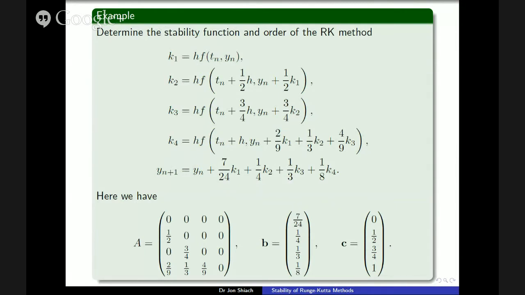Okay, so last week we looked at stability. Essentially, with stability, we use a model problem. When we say this method is stable, we say it's stable for this model problem, and that allows us to compare different methods. Which methods are going to be more stable than other methods?